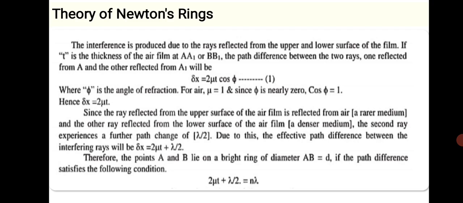Since the ray reflected from the upper surface of the air film is reflected from a rarer medium, and the other ray reflected from the lower surface of the air film is reflected from a denser medium, the second ray experiences a further path change of lambda by 2. Due to this, the effective path difference between the interfering rays will be delta x = 2 mu t + lambda/2. Therefore, the points A and B lie on a bright ring of diameter AB = d if the path difference satisfies the following condition: 2 mu t + lambda/2 = n lambda.